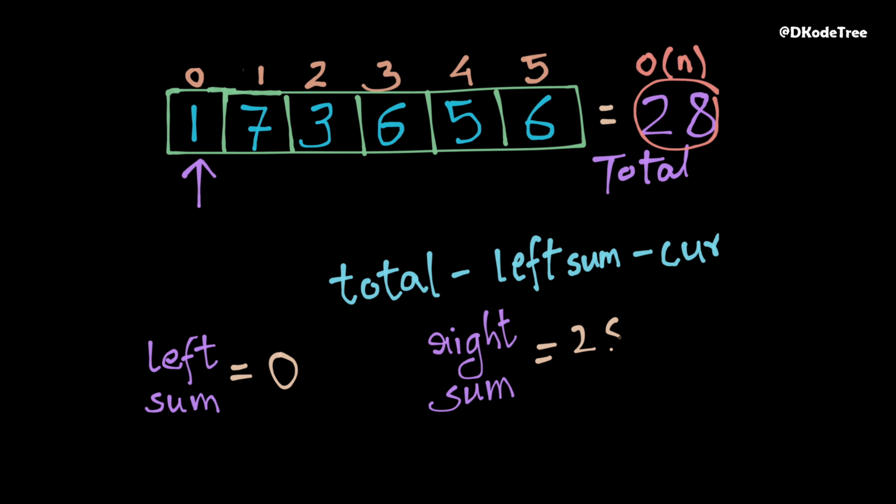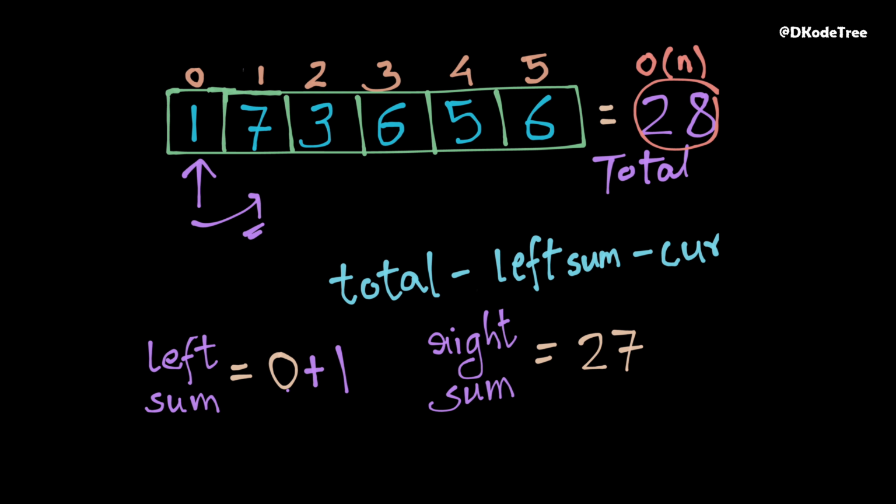So total is 28 minus the left sum, which is currently 0, and minus the current element, that is 1, which comes down to 27. Now as we can see that the left sum and right sum are not equal, so we know that index 0 is not the pivot, and we can move to the next index for checking. But before moving to the next index, we will update our left sum, because now the left sum for the next index will include the current number as well.